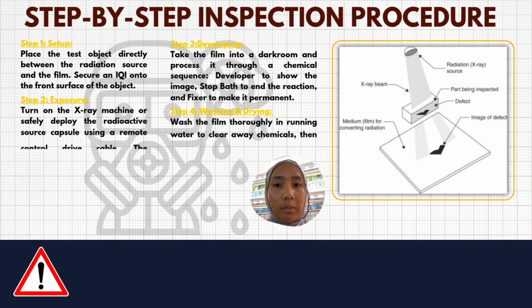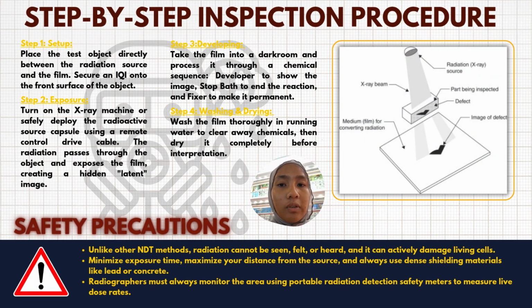For the step-by-step inspection procedure for radiographic testing, the first step is the setup. We have to place the test object directly between the radiation source and the film, and secure an IQI onto the front surface of the object.